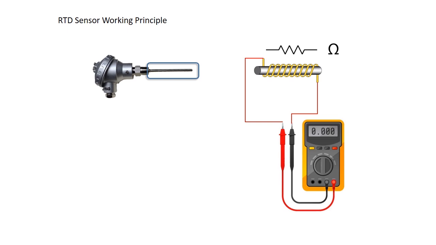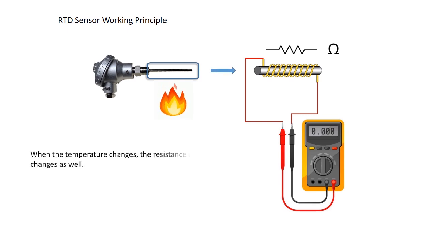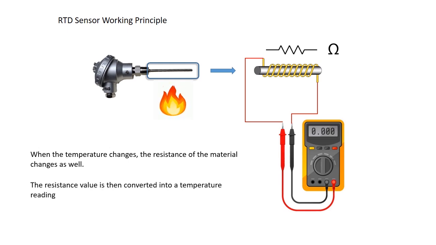Simply put, an RTD sensor functions similarly to a resistor that is exposed to temperature variations. When the temperature changes, the resistance of the material changes as well. This change in resistance is the key to detecting temperature fluctuations. To measure this change in resistance, an electric current is passed through the sensor, and the resistance element measures the current in ohms. The resistance value is then converted into a temperature reading.